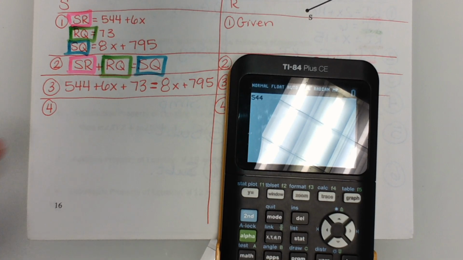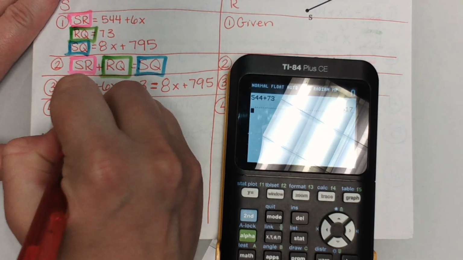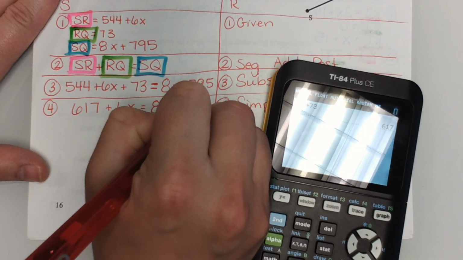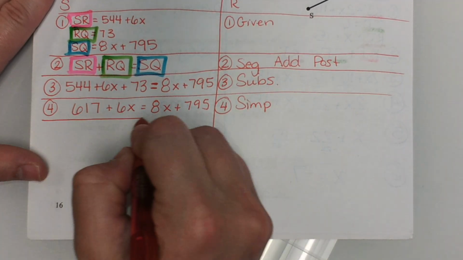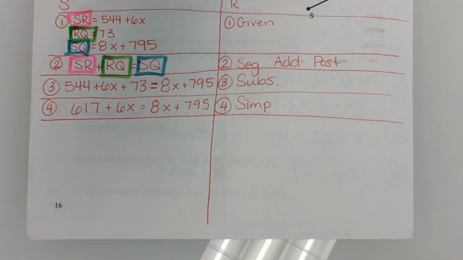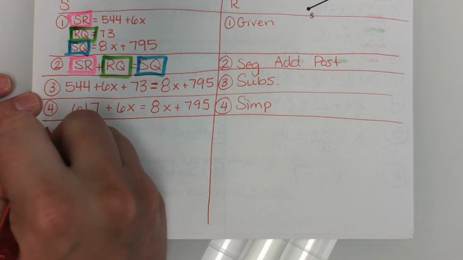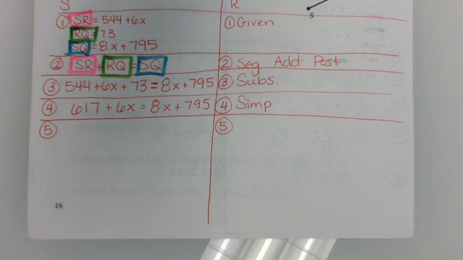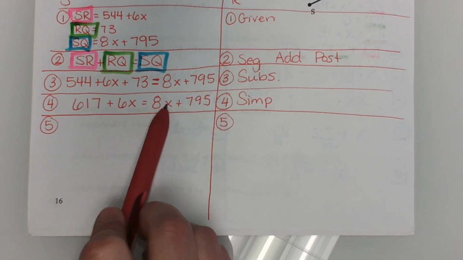The 544 and a positive 73. 617. Still plus a 6x, still equal to an 8x, and a plus 795. Lexi, what would you tell me to do next? Do you see there's x's on both sides? How do I get them together?